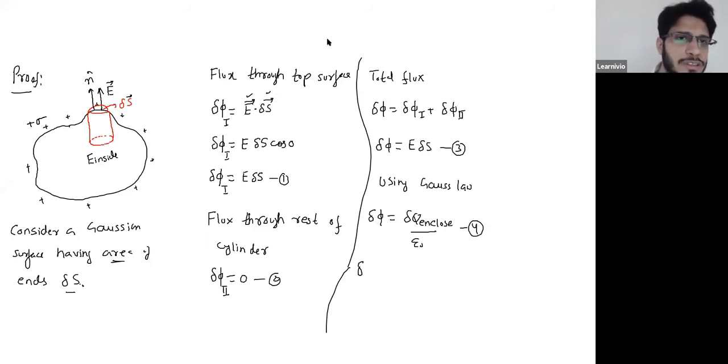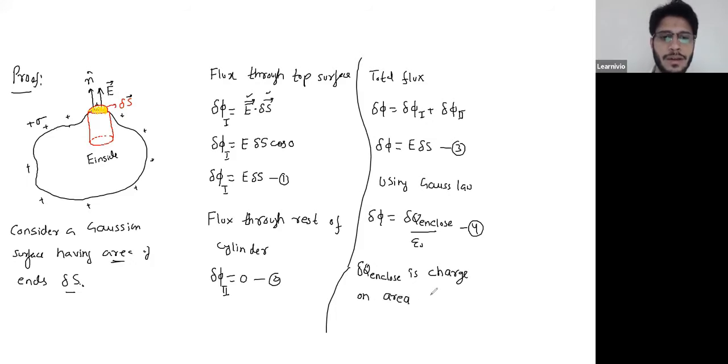Here delta Q enclosed means the charge enclosed in this much portion of the cylinder. Charge is distributed over the conductor. The cylinder is intercepting a part of the conductor. So there must be some charge which is enclosed by the cylinder. So you can say that delta Q enclosed is charge on area delta S of conductor. This cylinder is cutting an area delta S part of the conductor. So whatever the charge is on that area delta S, that charge is delta Q enclosed.